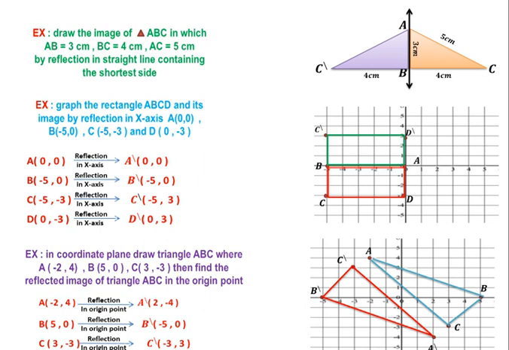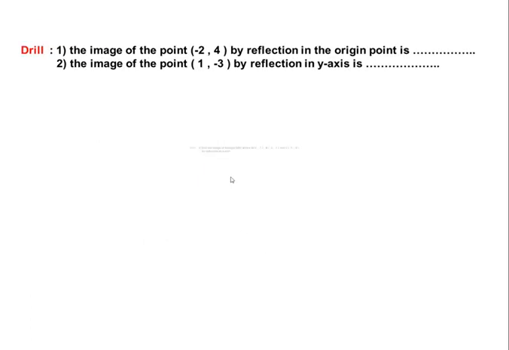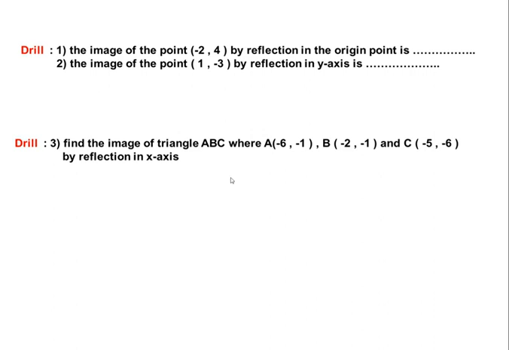Then we make the origin point a mirror, and we get the image A dash, B dash, C dash. Now you have two drills. You can try to solve these drills and leave your comments with the answer, and thank you.